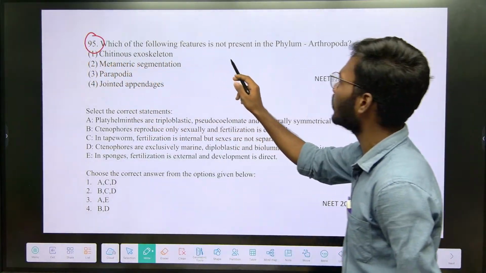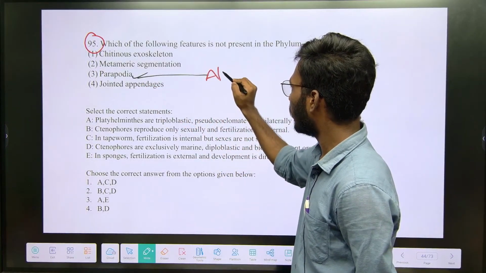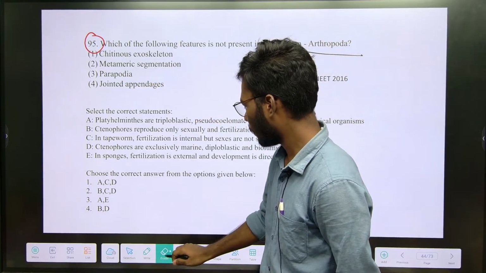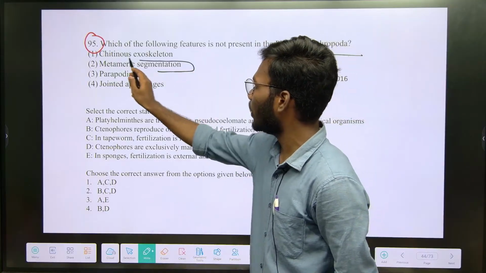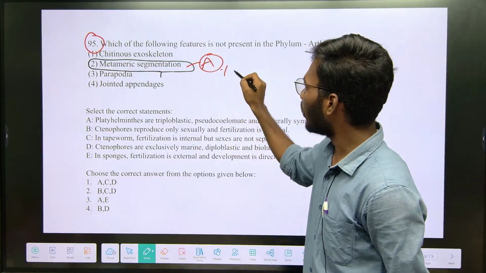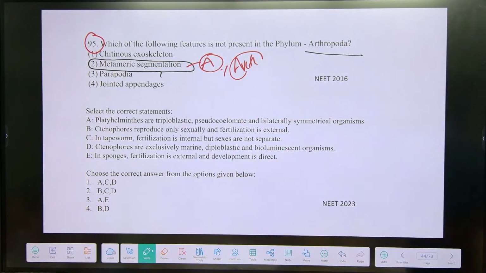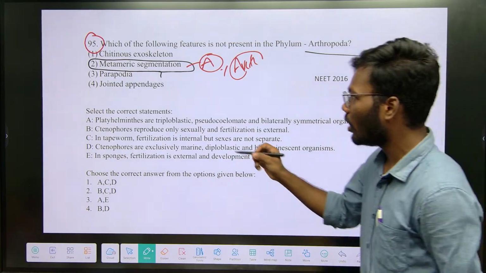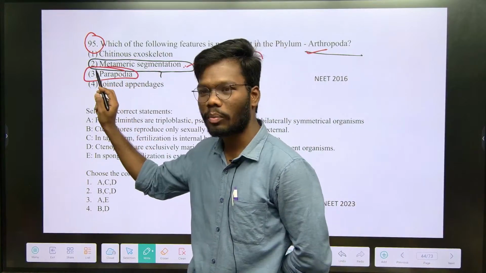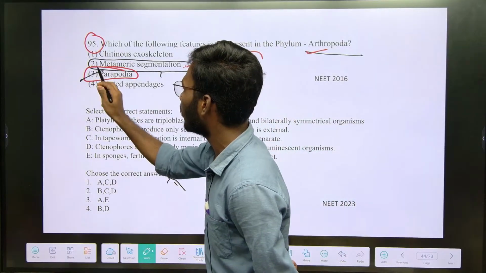Which of the following features is not present in phylum Arthropoda? Parapodia. Parapodia is only seen in Annelida. But what about metameric segmentation? Metameric segmentation is first seen in Annelida, and also in Arthropoda. Arthropoda animals came from Annelida, so Arthropoda also have segmentation. That's how metameric segmentation is related to Arthropoda also. But parapodia is not present in Arthropoda. Parapodia is present only in Annelida. So here the answer is option 3.